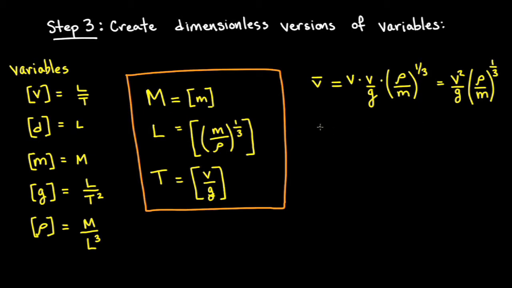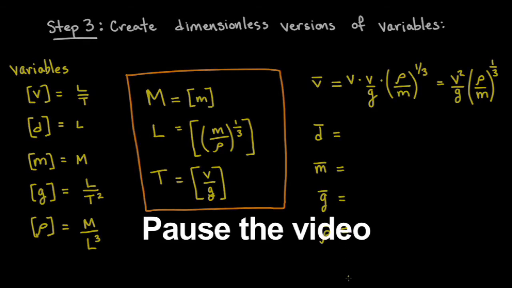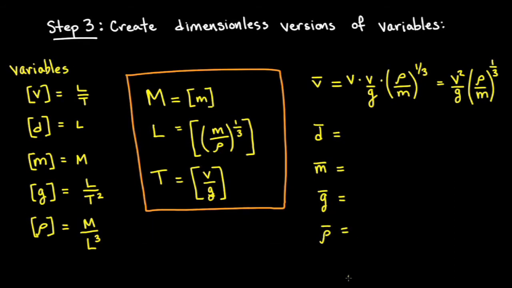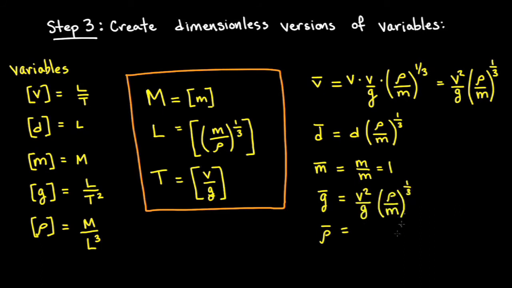Now you try. Find d bar, m bar, g bar, and rho bar. Pause the video here. You should have found that d bar is d times rho over m to the 1/3. M bar is 1. G bar is v squared over g times rho over m to the 1/3. And rho bar is 1.